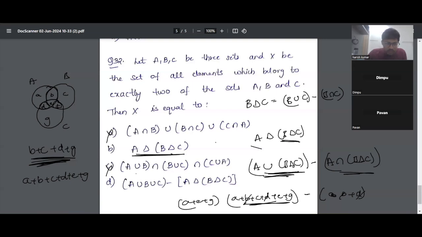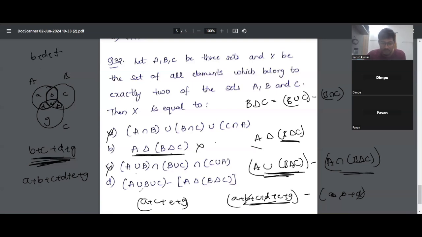But is this what we want? No, we want B plus D plus F. Here we made a mistake. See, B, D cancel. What are we left out with? We are left out with A plus C plus E plus G. So this is not the answer because our answer is B plus D plus F.